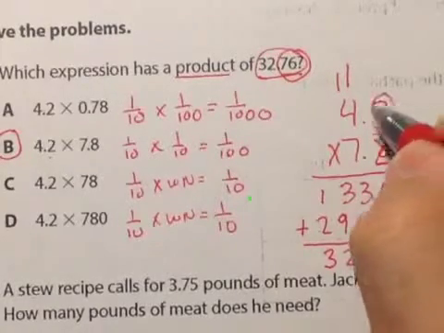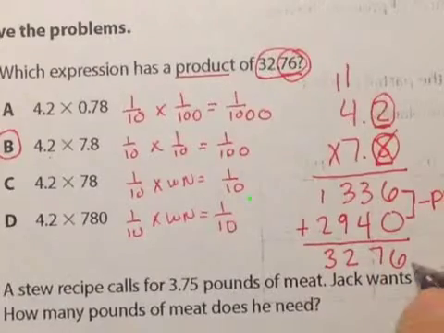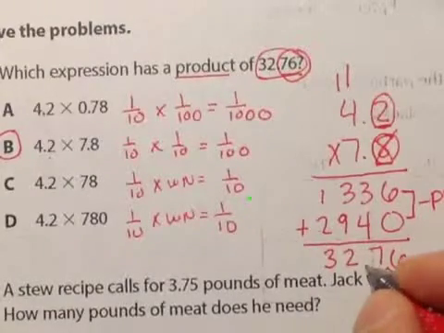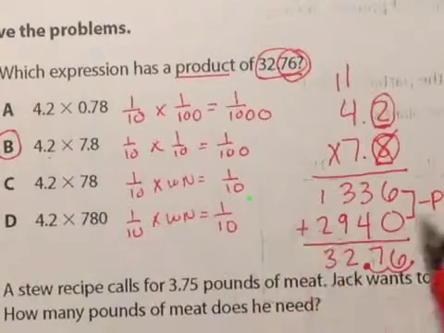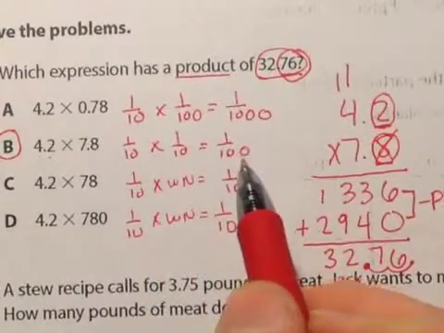I see 2 digits behind my decimal. My understood decimal is to be here, and I can move it twice. The same thing as 1/10 times 1/10 equals 1/100ths.